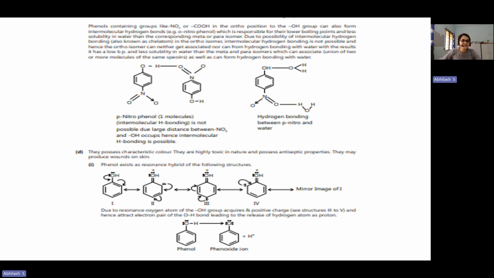In that, O has a lone pair of electrons which is delocalized into the benzene ring. When this lone pair of electrons is delocalized into the benzene ring, there is a dislocation of one of the bonds from the benzene ring to the adjacent carbon, because carbon has a valency of 4.